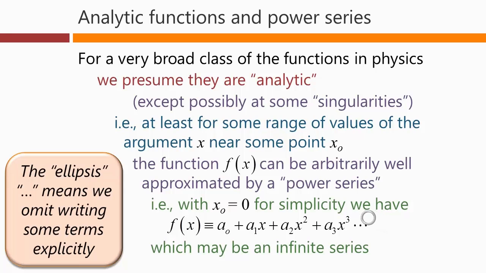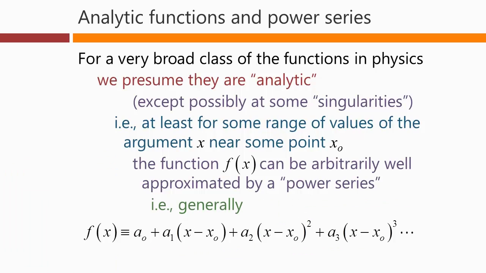Incidentally, we are using this notation here that we may have come across before called an ellipsis, and that simply means that we are omitting writing down some of the terms explicitly. Also, if we took a more general point rather than saying that x0 was equal to 0, we are saying that round about some other point, this function f of x we're presuming can be written in this kind of a form, where now our powers are x minus x0 that we're raising to a power.